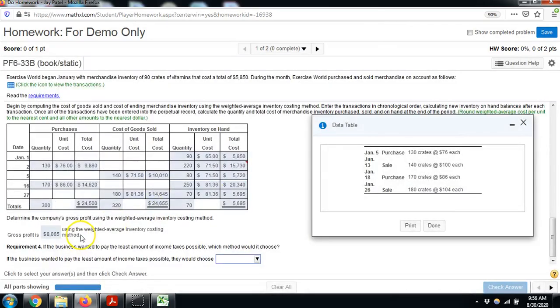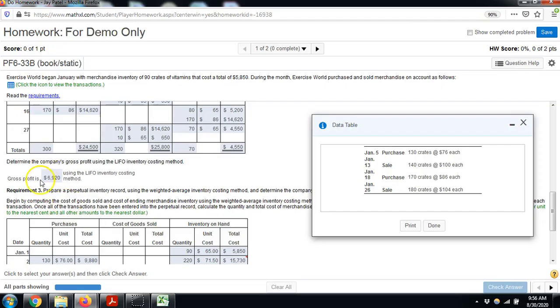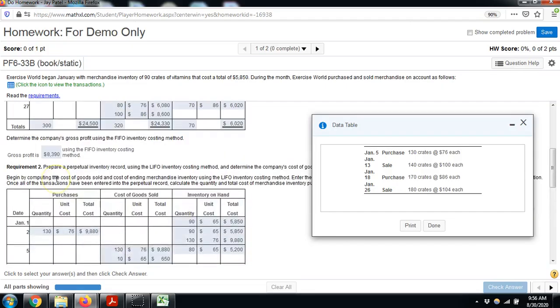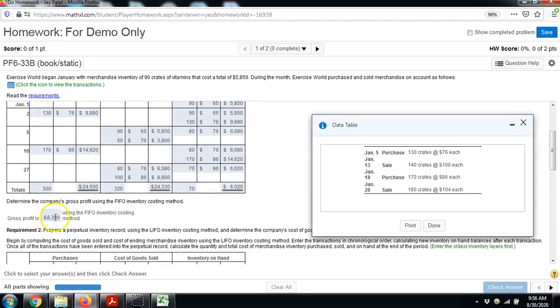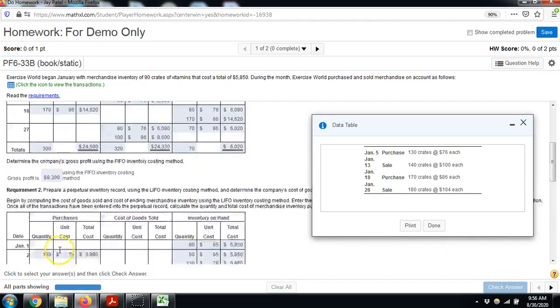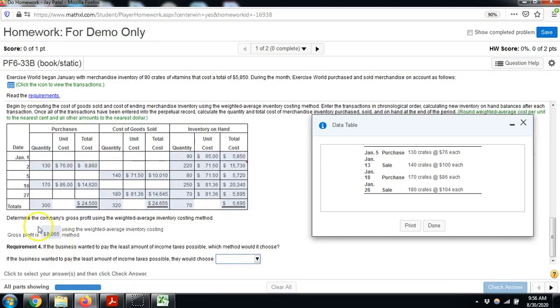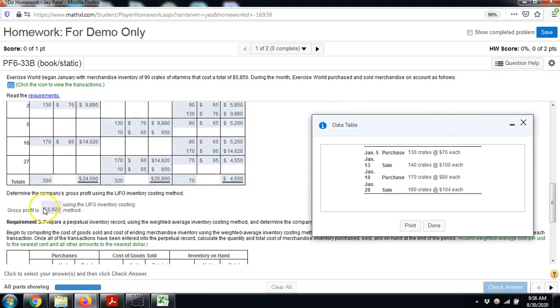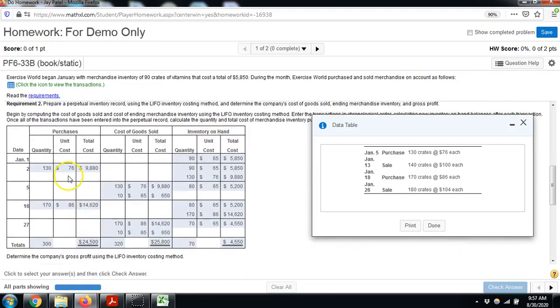Okay, so let's just compare these three. So we have 8,065, 6,920, and 8,390. So clearly, FIFO is the highest gross profit, middle is weighted average, and lowest is LIFO. This is, of course, assuming that the purchases are increasing. The cost of the units is increasing over time.